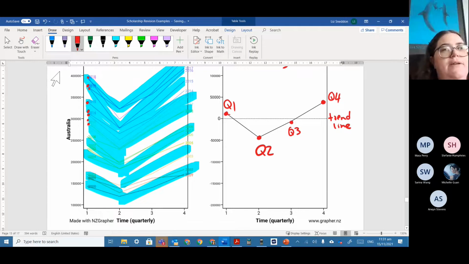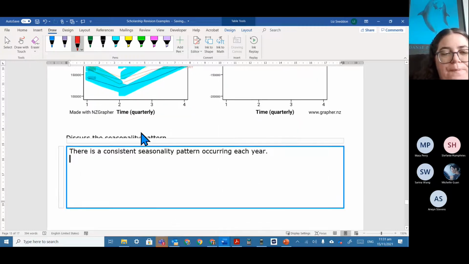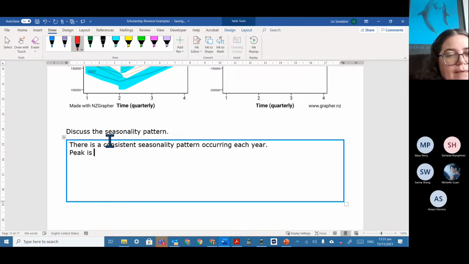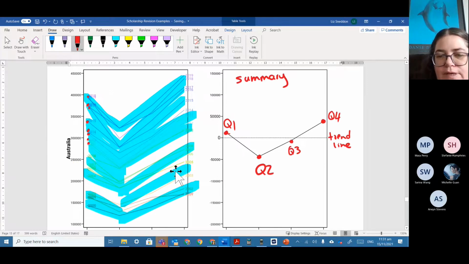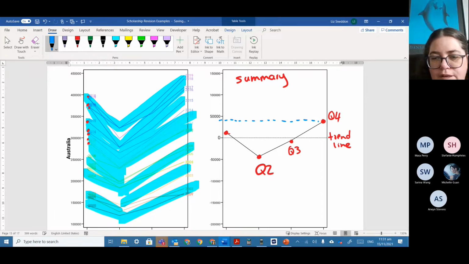So I first of all say, is there a consistent pattern? And then I want to say it's highest here, lowest here. So I'm going to say the peak is in quarter 4, and then I want to say how much that is. So estimating that quarter 4, I'm just going to delete that bit off. And if I had to estimate how much that would be going across here in a lovely straight line, let's go with around 40,000 visitors more in quarter 4.